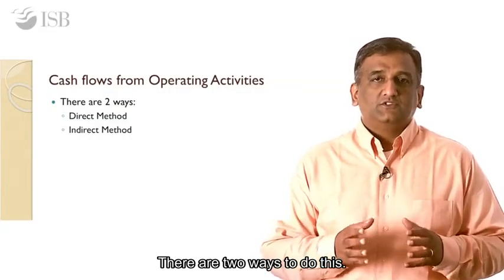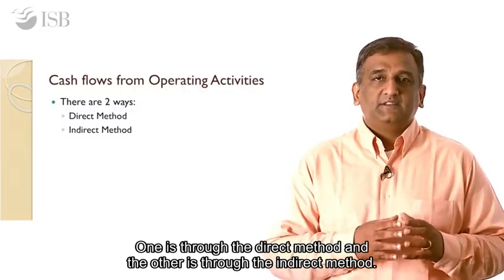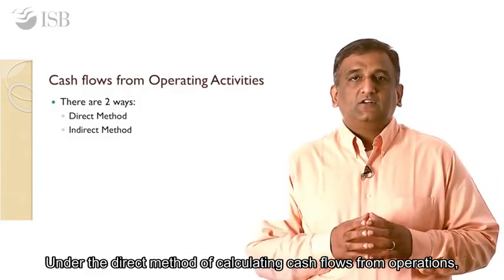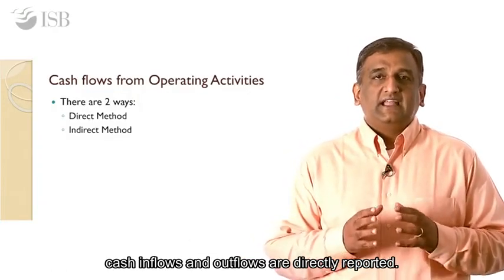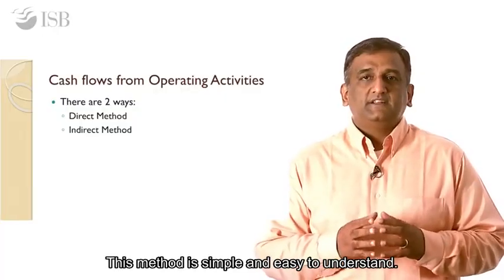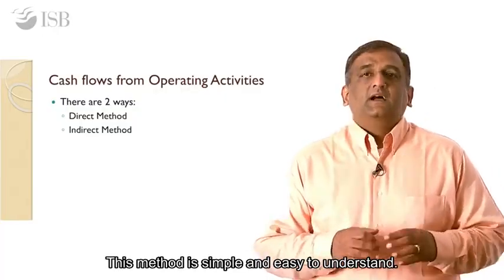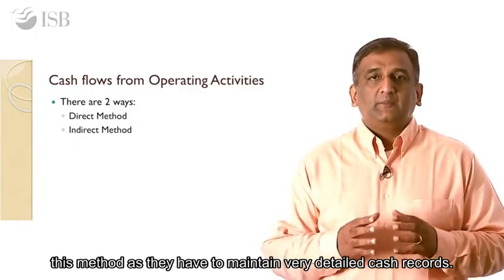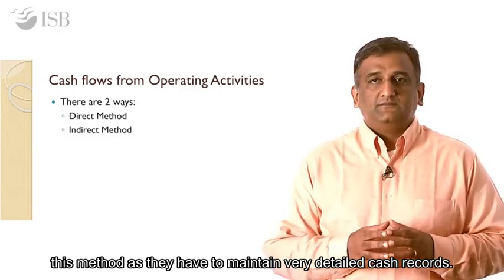There are two ways to do this. One is through the direct method and the other is through the indirect method. Under the direct method of calculating cash flows from operations, cash inflows and outflows are directly reported. This method is simple and easy to understand. However, it is very costly for companies to maintain this method as they have to maintain very detailed cash records.